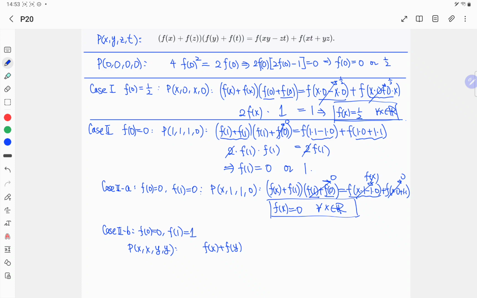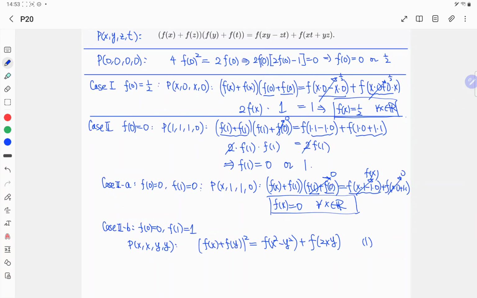Y is x, t is y, so it is also (f(x) plus f(y)) squared on the left side, and then equals f(xy), which is also x, so it is x squared minus y squared. So we have f(x squared minus y squared), and then plus f(xt), x is x, t is y, and then y is x, z is y, so we have f(2xy). Okay, so let's call this equation 1, and then next let's try to pick P(x, y, y, x).